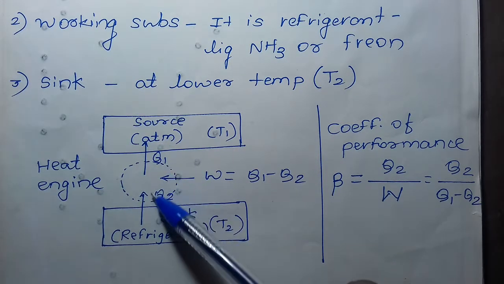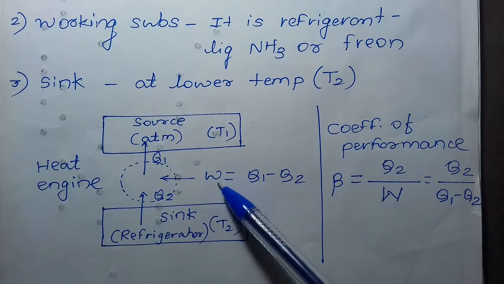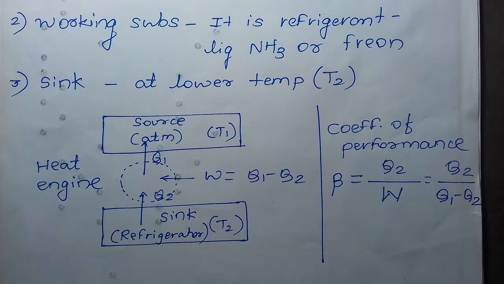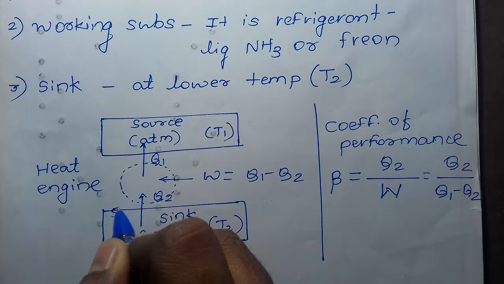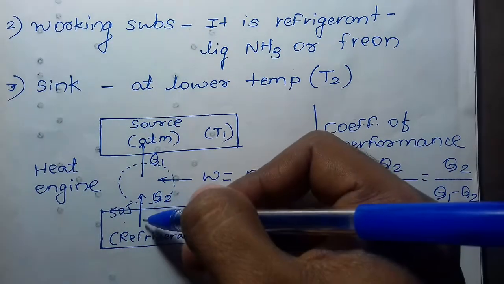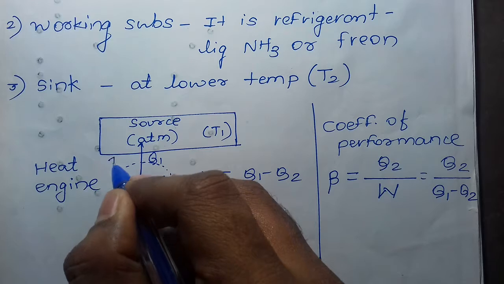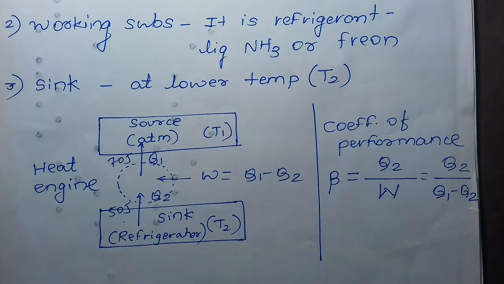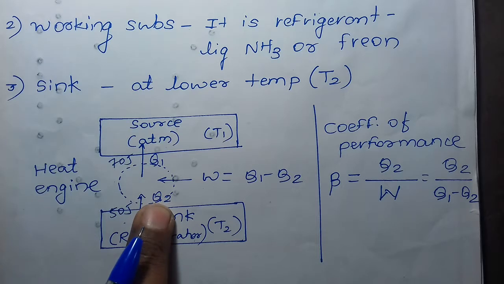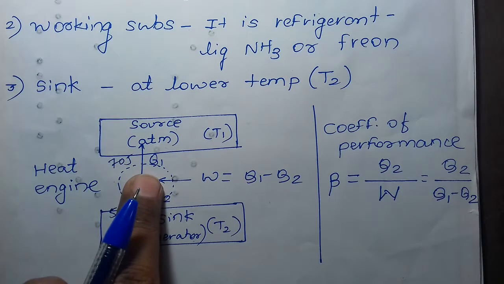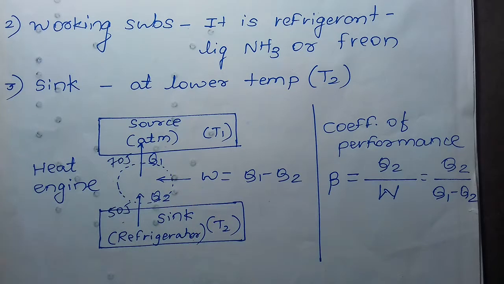And for this it needs electrical energy, that is called W. If Q2 is 50 joules, it takes 50 joules out of the fridge and gives out 70 joules to the atmosphere. So what about 20 joules? It gets 20 joules from the electricity. So it removes Q2 energy from the sink, gives out Q1 energy to the atmosphere, and work done, the energy provided by electricity to the fridge, is Q1 minus Q2.